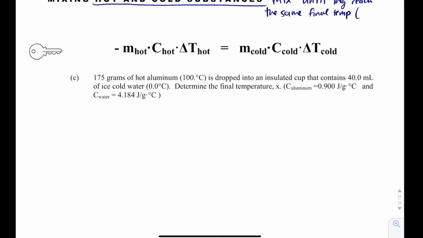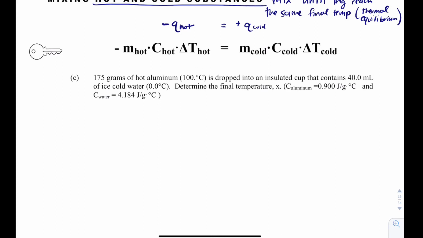This is called thermal equilibrium. What we need to understand is that when a hot substance comes in contact with a cold substance, that hot substance is going to lose some of its heat energy to the cold substance. And so my hot substance is going to have a negative Q. It's going to be an exothermic process for that hot substance. On the flip side, my cold substance is going to be absorbing heat. It's an endothermic process for my cold substance.